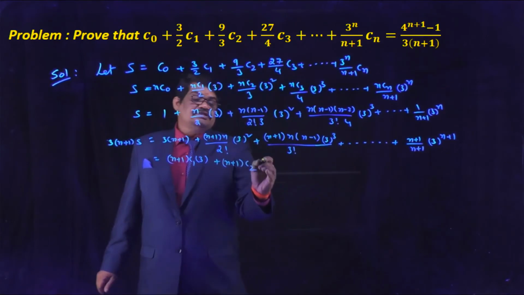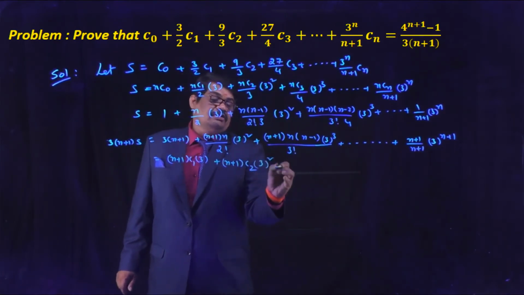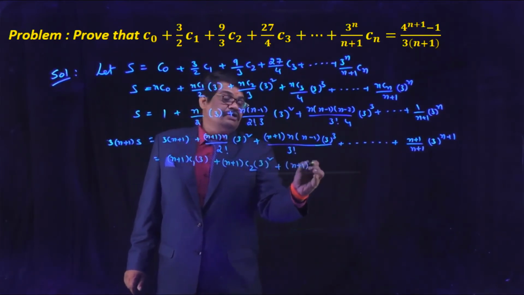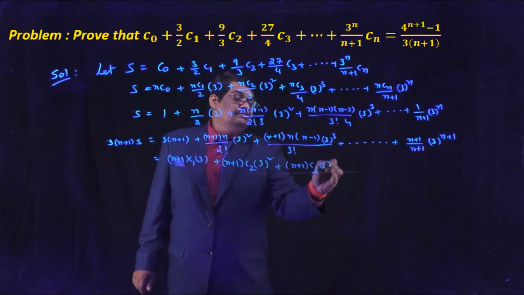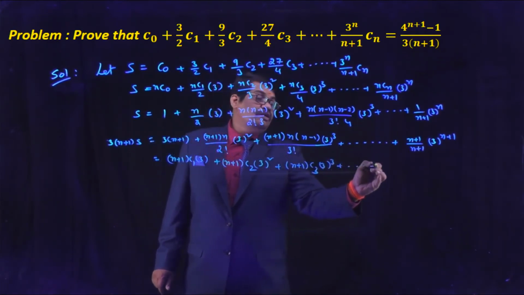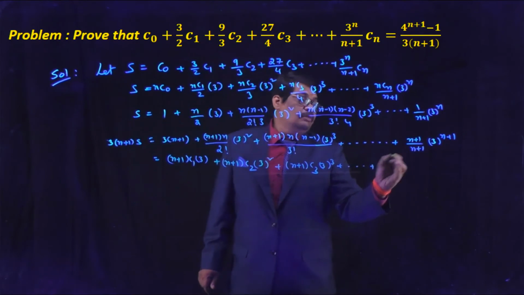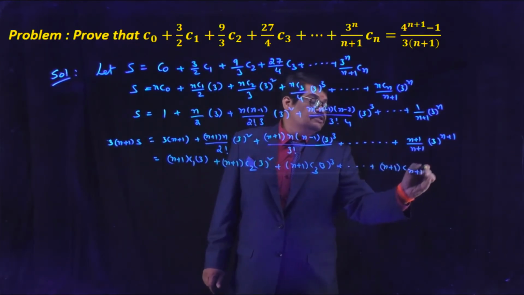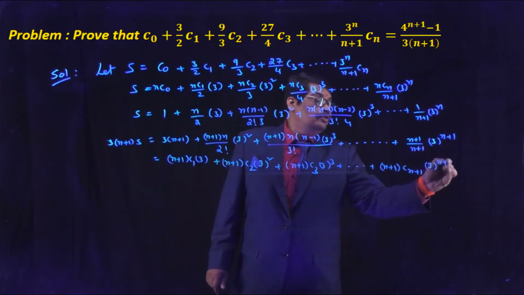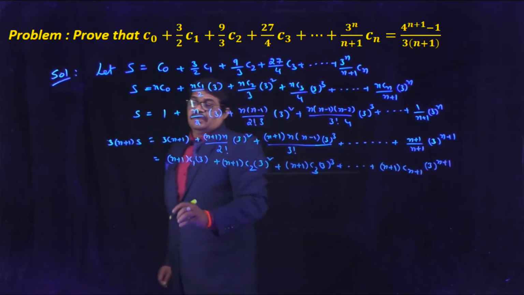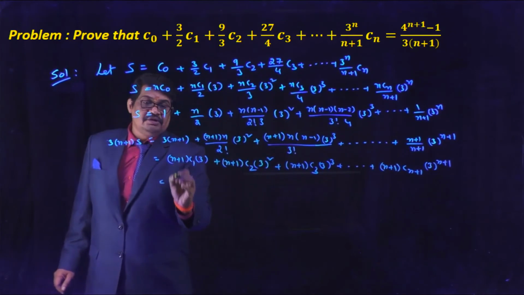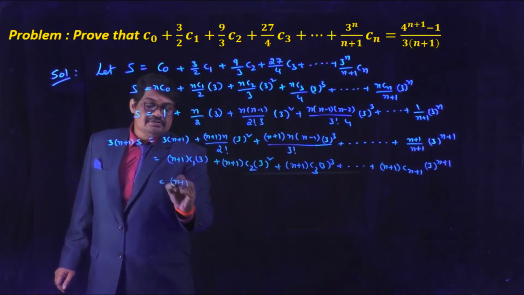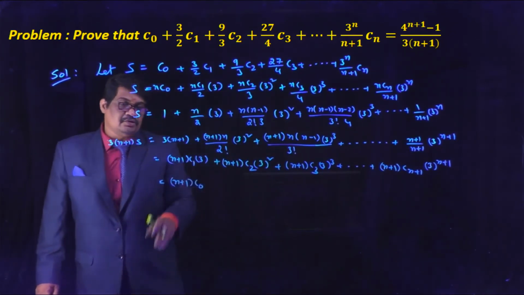So here 3 square. This can be written as n plus 1 c3 into 3 cube, and so on. The last term is n plus 1 by n plus 1, that is 1, which is nothing but n plus 1 c n plus 1 into 3 to the power of n plus 1. Now we are writing the first term as n plus 1 c naught. Here there is no c naught term.